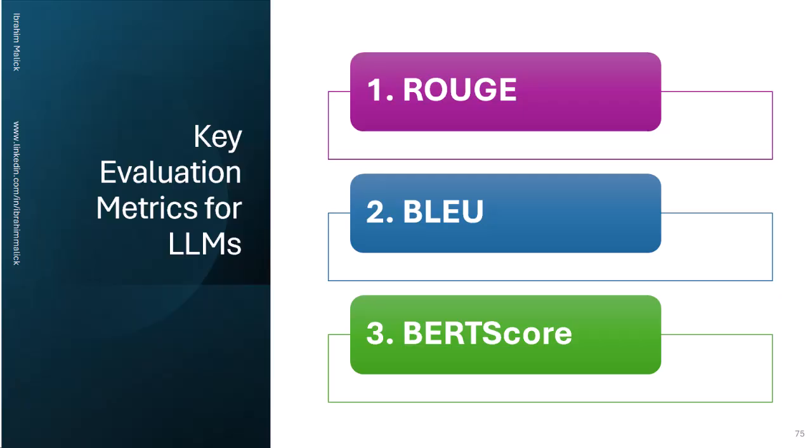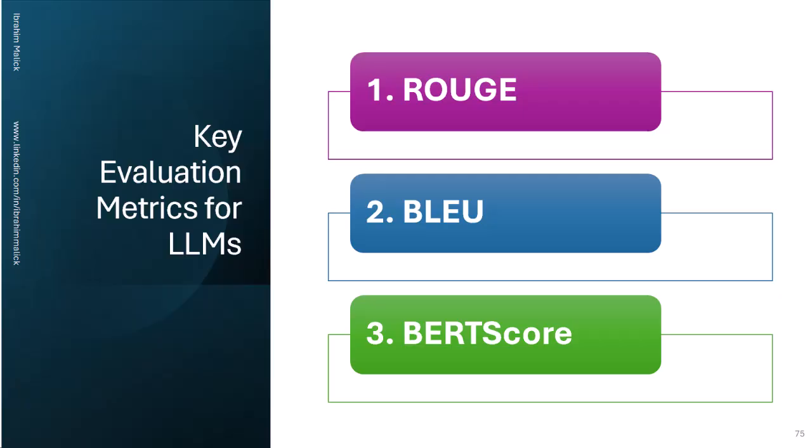Next is Bilingual Evaluation Understudy, or BLEU. BLEU was originally designed for machine translation, but it is now used broadly in text generation. It focuses on precision by checking how many phrases in the generated text appear in the reference text. So unlike ROUGE, which emphasizes recall, finding reference content in the generation, BLEU emphasizes precision, ensuring generated content matches the reference.